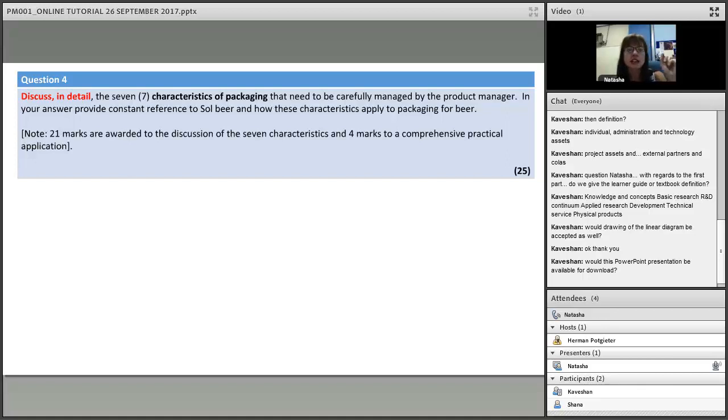Discuss in detail the 7 characteristics of packaging that need to be carefully managed by the product manager. In your answer, provide constant reference to Sol beer. This is based on the case study of Heineken again, and how these characteristics apply to the packaging of beer. Note, very important, 21 marks are to be awarded to the discussion of the 7 characteristics, and 4 marks for a comprehensive practical application. Kavesh, over to you, and Shana, if she is active.